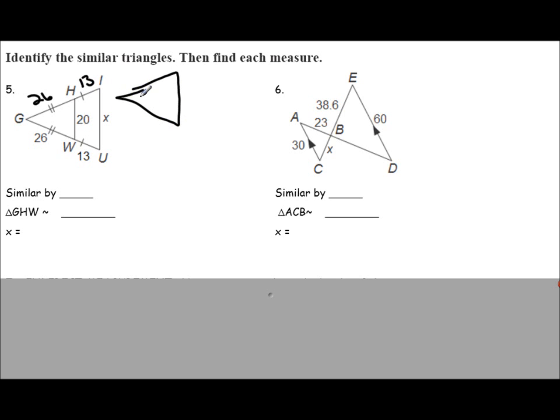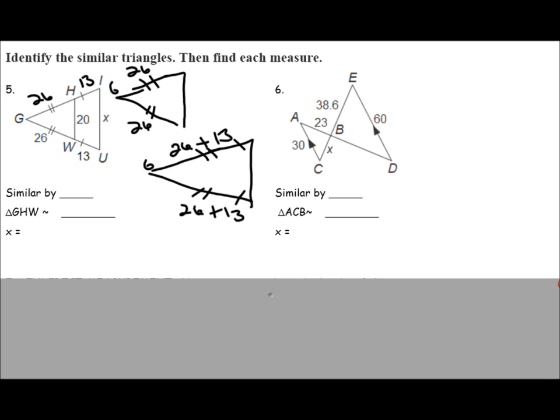So if we draw these triangles separately, we have the triangle with the 2 hash marks, and then we have the bigger triangle that's marked with 2 hash marks and 1 hash mark. Now, it's important that you understand that the side length of this triangle here, GUI, is not just 13. It's the whole length, 26 and 13. So it's 26 plus 13 that makes up this side, and 26 plus 13 that makes up this side. So 26 and 13 is 39 for this side and 39 for this side.